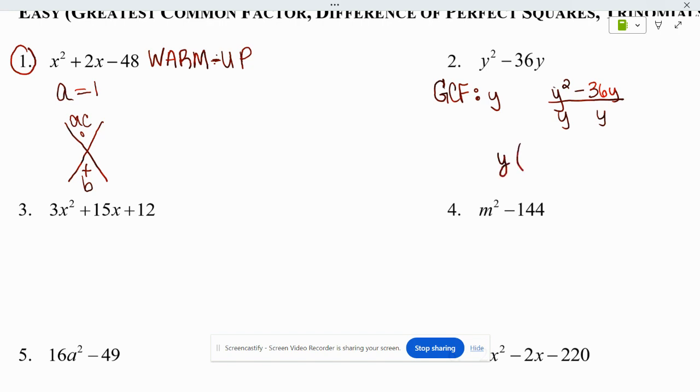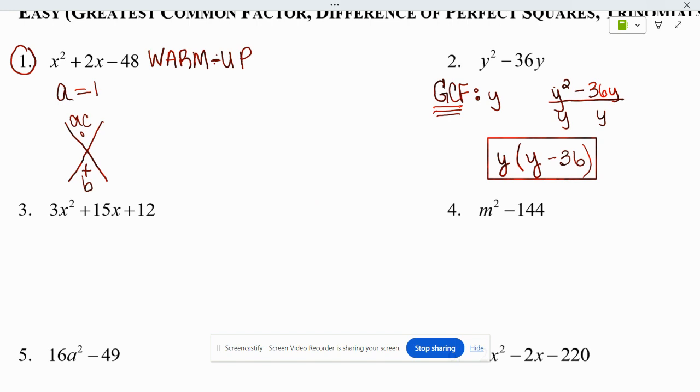What is y squared divided by y, Seamus? Y squared divided by y. It's y. And a negative 36y divided by y, Tiana. Negative 36y divided by y is negative 36. And that's it. That's as factorable as that can get. You can't do anything else with that. That is factored completely. So that's a really good example of when you can only take out a GCF, right?